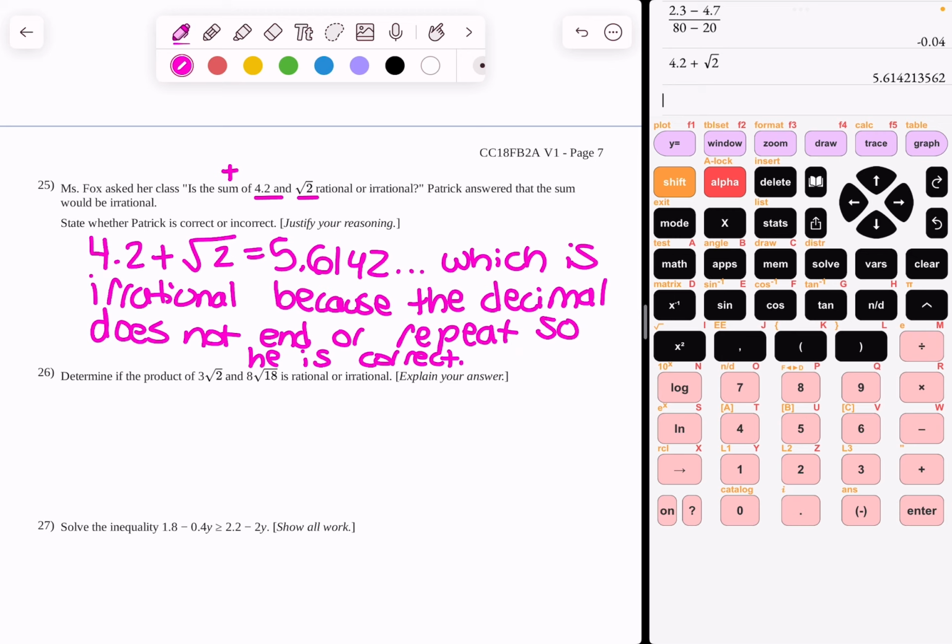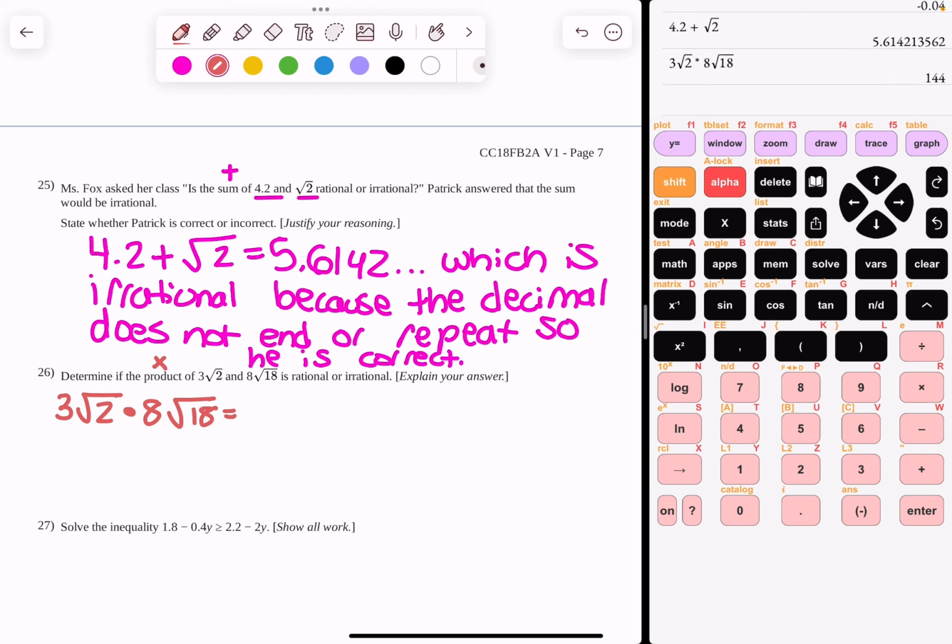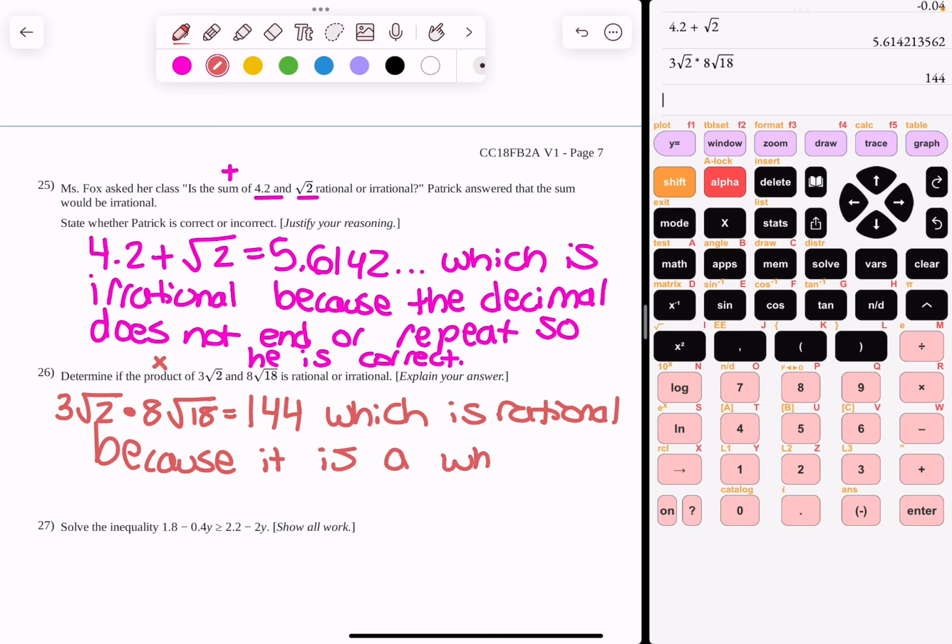All right, the next one. Determine if the product, which means to multiply, of these is rational or irrational. Well, let's actually do it. 3 square root of 2 times 8 square root of 18. That gets me 144, which is rational because it is a whole number. Perfect.